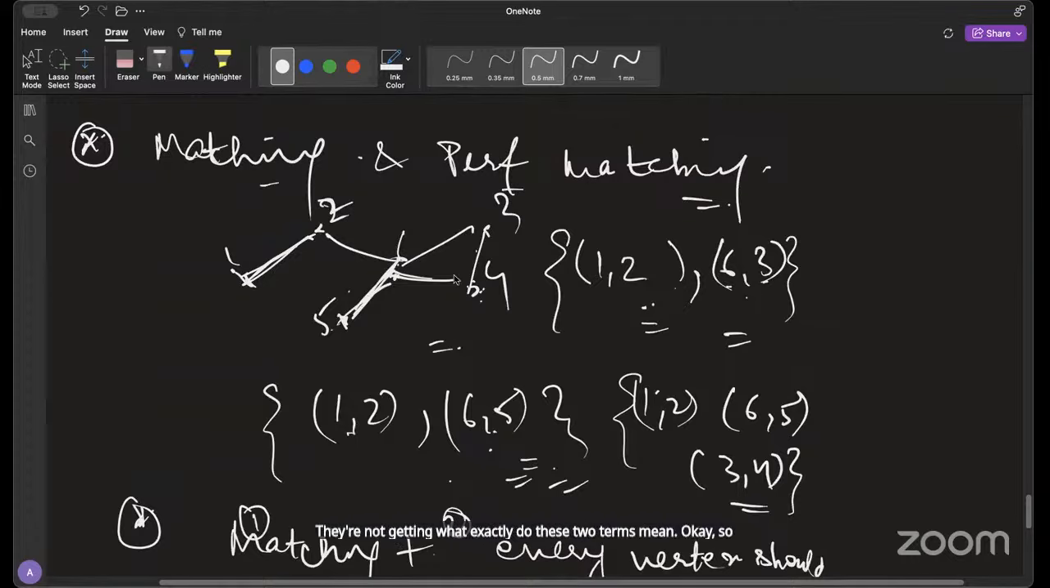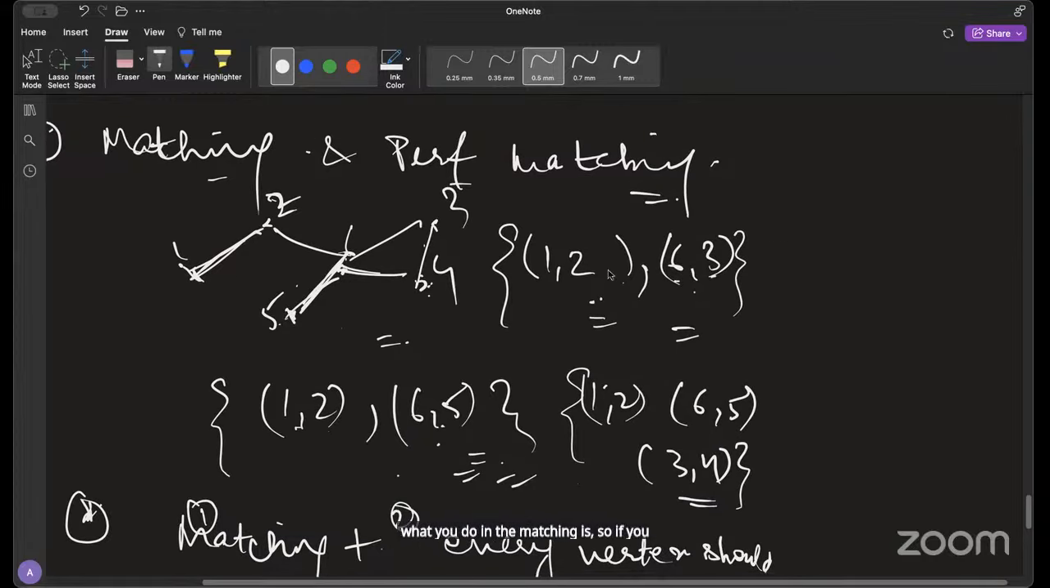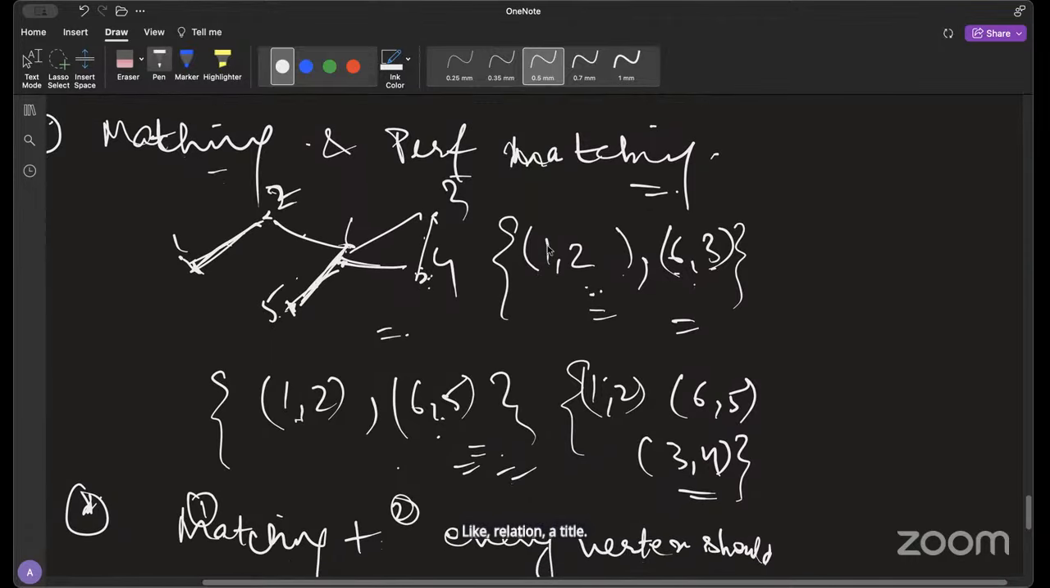Okay, so you can have any graph. What you do in a matching is, basically, collect a set of edges. You know what an edge is, right? This is an edge, this is an edge, this is an edge. Ma'am, what is happening here, BFS or DFS? We're not doing DFS and BFS here. DFS and BFS is a separate topic. Here you are just summarizing relations.